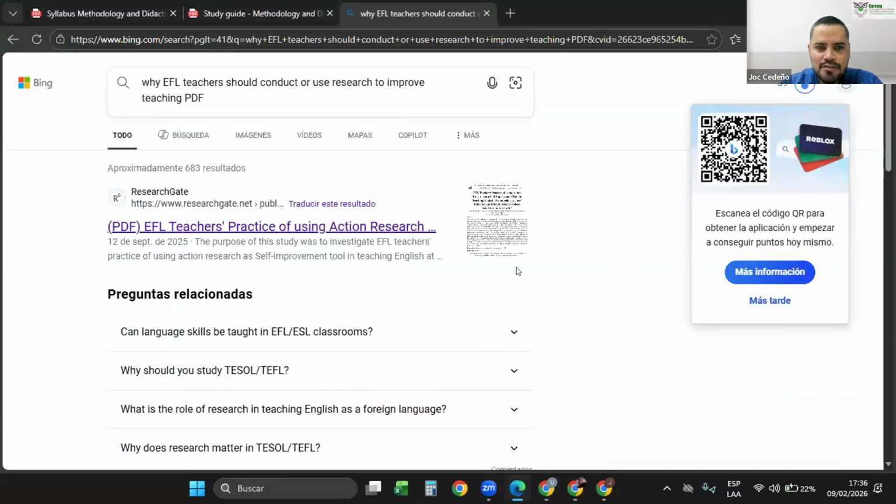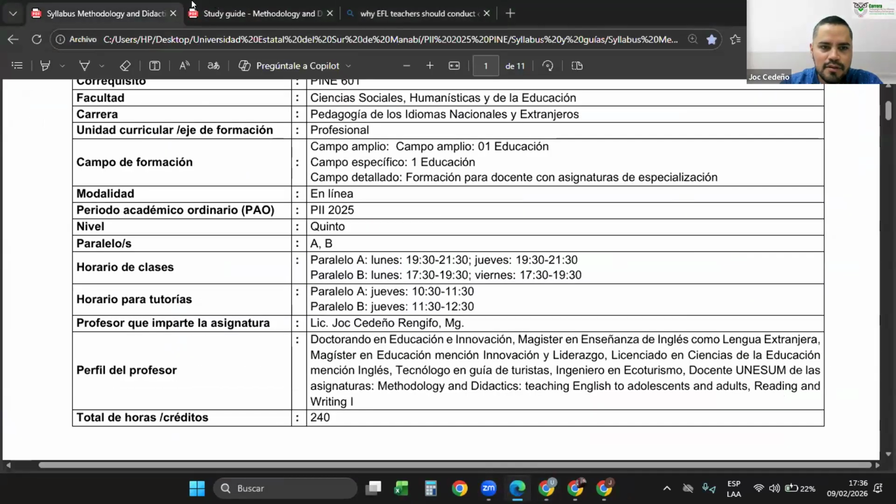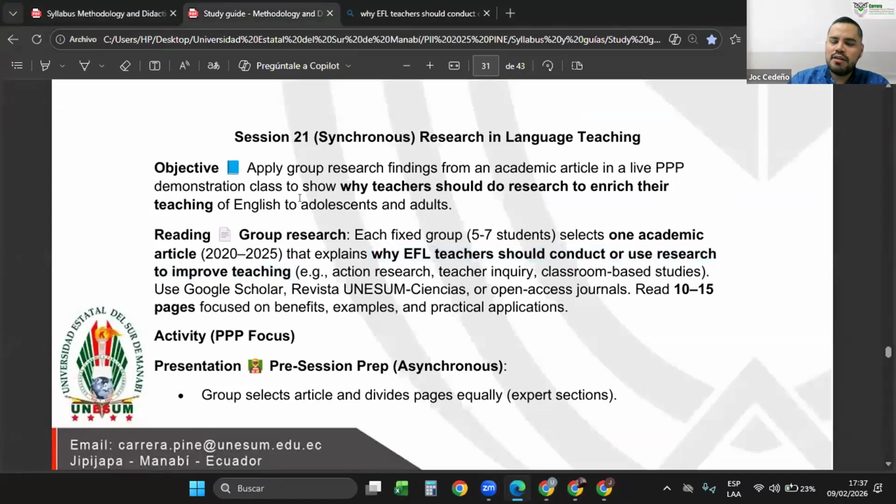That's very nice. Okay, in this session, we're going to be talking about research in ESL teaching. Our session 21 has this objective, which is to apply group research findings from an academic article in a live PPP demonstration class to show why teachers should do research to enrich their teaching of English to adolescents and adults.